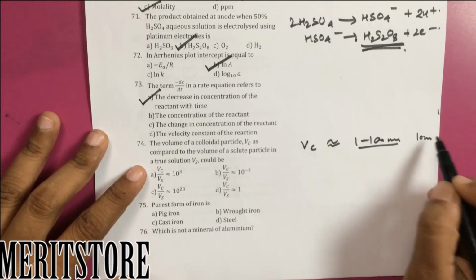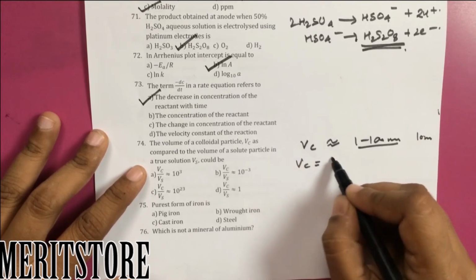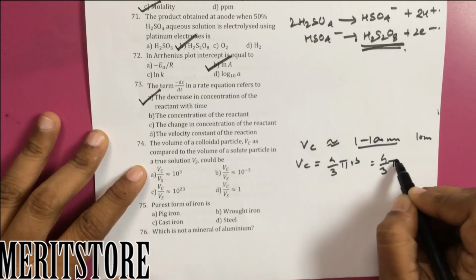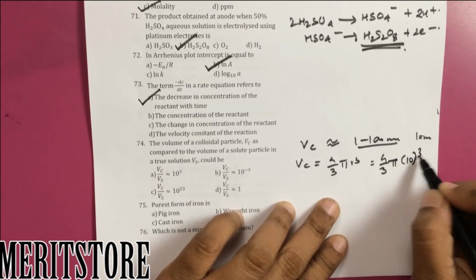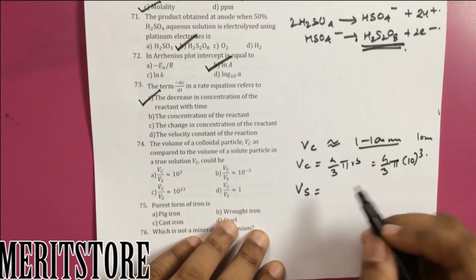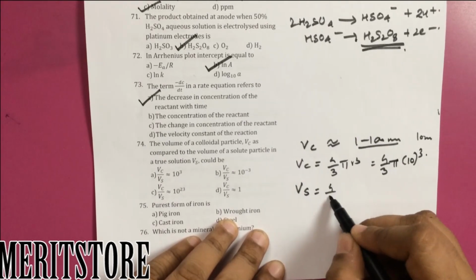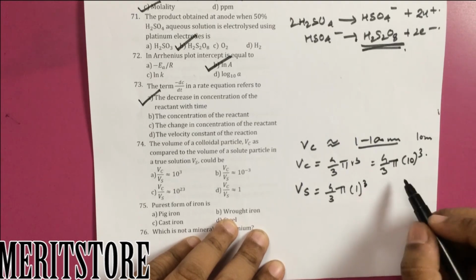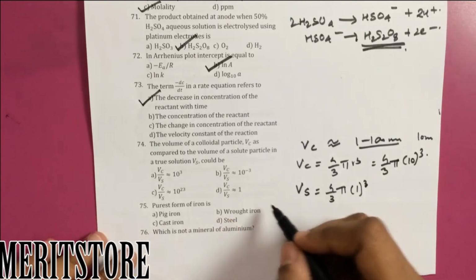Let's assume it as 10 nanometer. Therefore, volume is nothing but 4 by 3 pi r cube. So, 4 by 3 pi 10 cube. In the case of Vs, the size is around 1 nanometer. So, 4 by 3 pi, this will be 1 cube. So, it is in the ratio of 10 raised to 3.